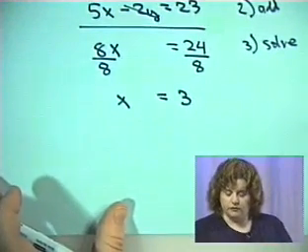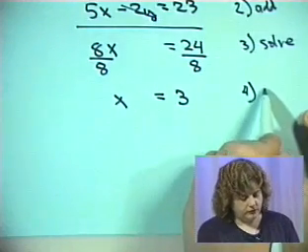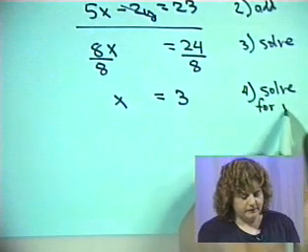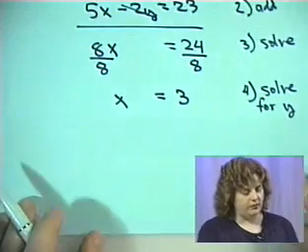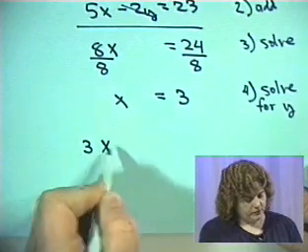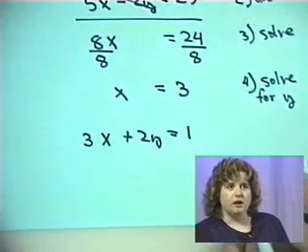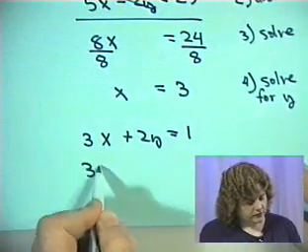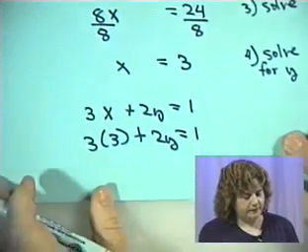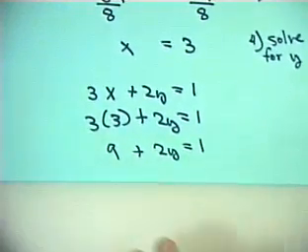We have one of our variables solved for. We need to go back, substitute back, and solve for the other variable. In this case, that'll be y. So we'll just pick one of the equations. Let's take, for instance, 3x plus 2y equals 1. And everywhere I have an x, I'll go ahead and substitute in a 3. So we'll have 3 times 3 plus 2y equals 1. Well, then 9 plus 2y equals 1, and this is a familiar friend to you.